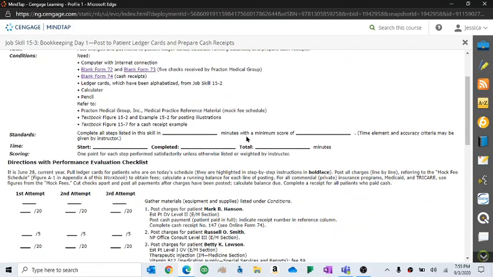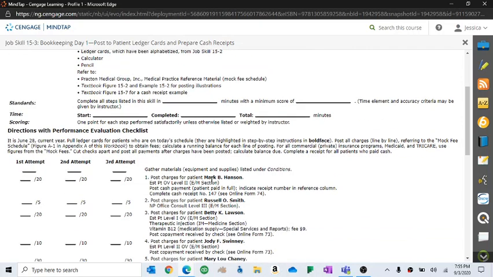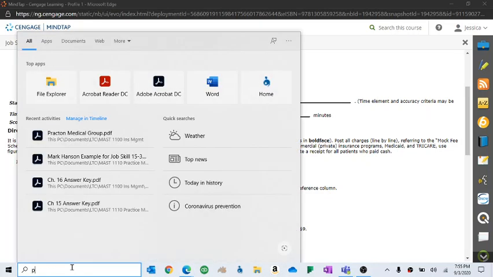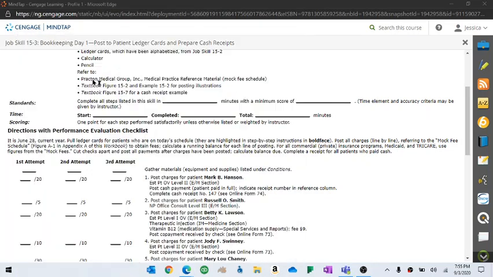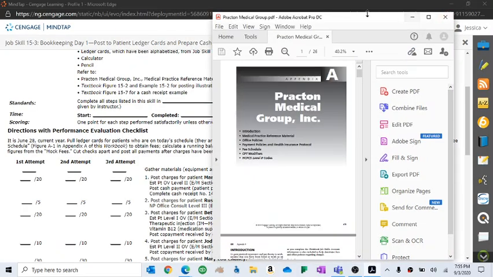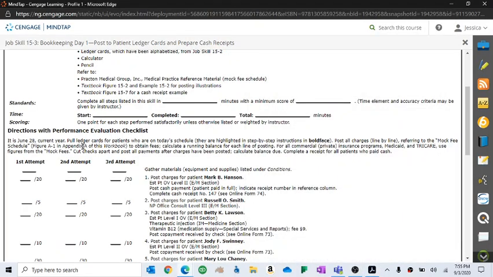As we go through, we know that we have a ledger card for these patients. It's telling us it is June 28th, current year. Pull ledger cards for patients who are on today's schedule. They are highlighted in step-by-step instructions in boldface. So we see Mark Hansen as one of them. It says to post all charges line by line, referring to the mock fee schedule, which means we need Practon Medical Group. I'm going to pull that up and minimize it for right now.